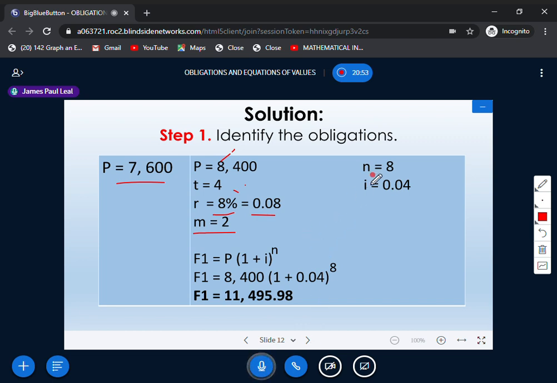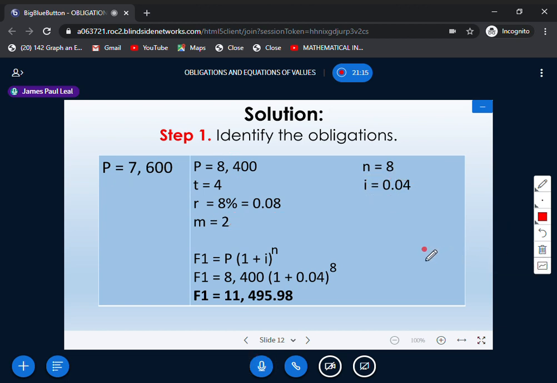So to find the n, you just need to multiply m times t, okay? Wherein your m is 2 and your t is 4, so 4 times 2, you will be having 8 for the n. And for the I, you just need to divide the rate of interest over m. So 0.08 divided by 2, you will be having 0.04 for I, okay?